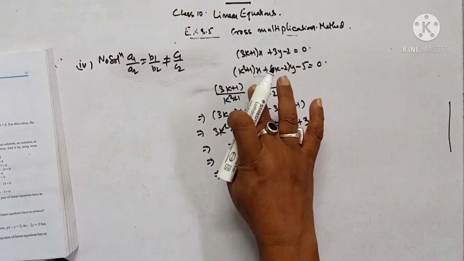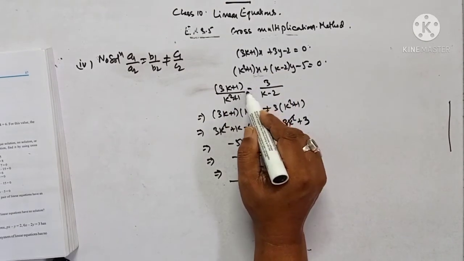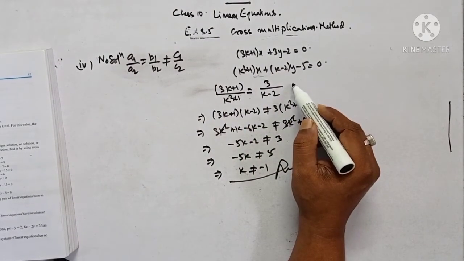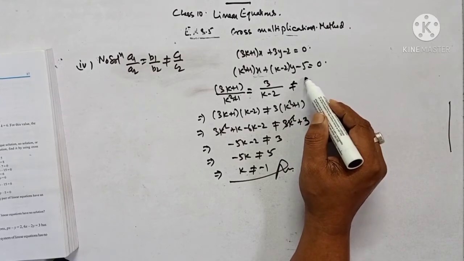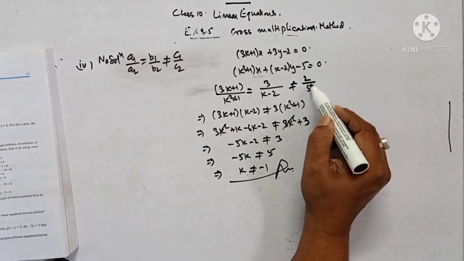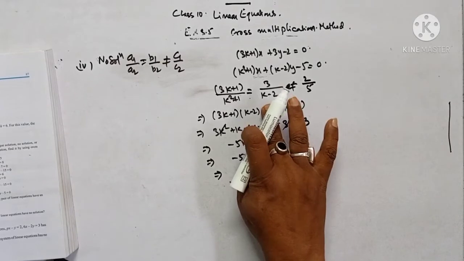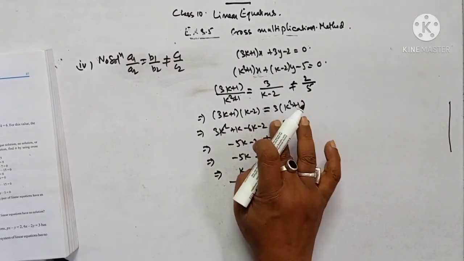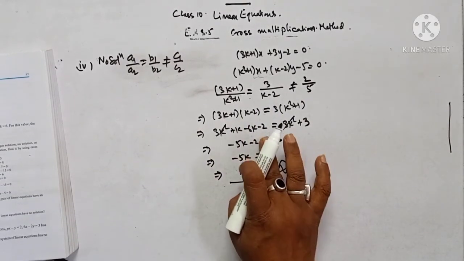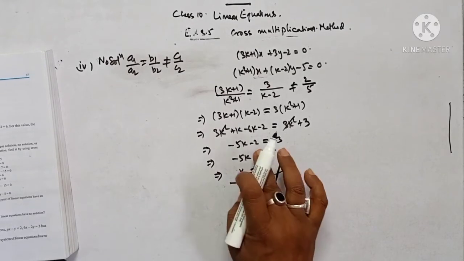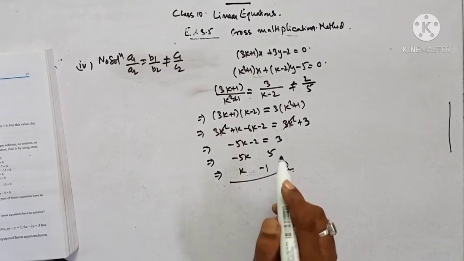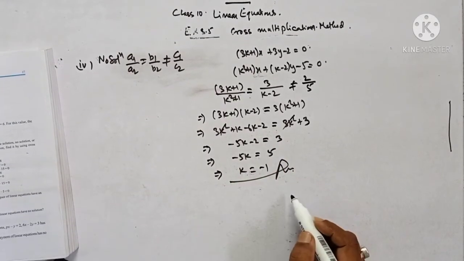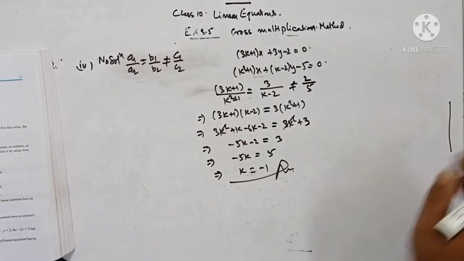So here this will be equal to, and not equal to 2 by 5. Minus cancels out. This is equal to minus 1. This is your answer.